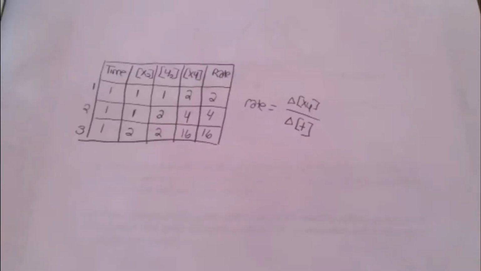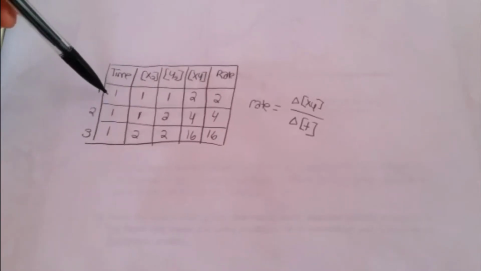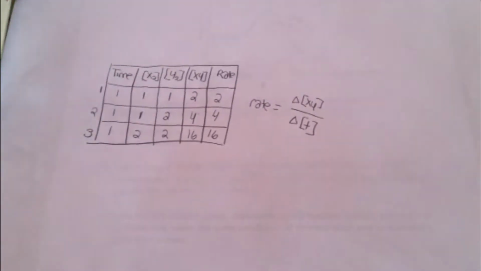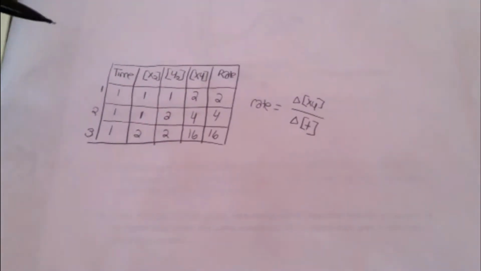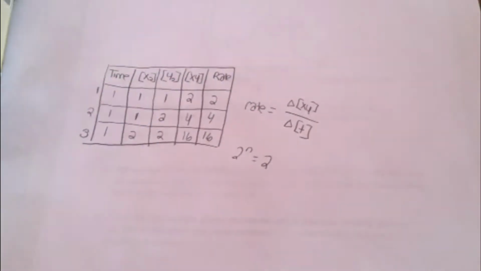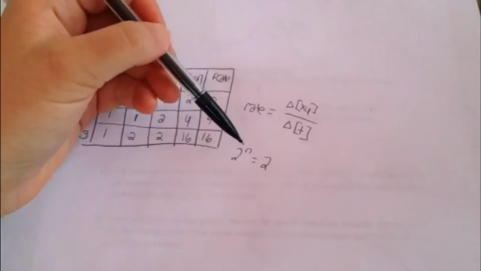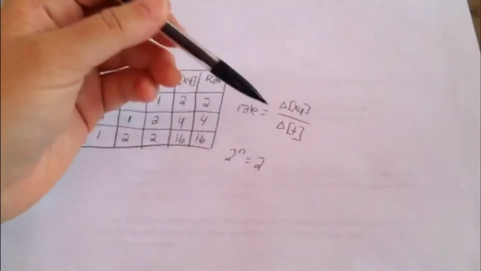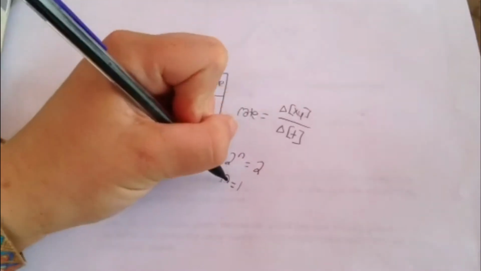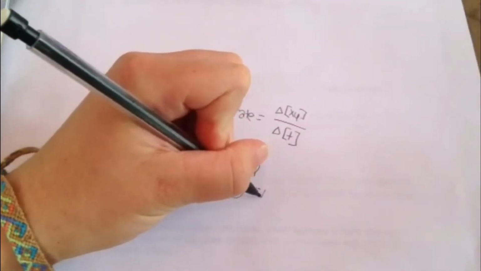To find the order of the reaction, we will need to solve for m and n in the rate law. When we compare experiments 1 and 2, x is held constant, so we can ignore it. We see that y is doubling and the rate also doubles, so we can set them equal. Since y is doubling, the equation is 2 to the n equals 2, since the rate is also being doubled. So what makes this equation true? When n equals 1. So we can see that this reaction is first order.